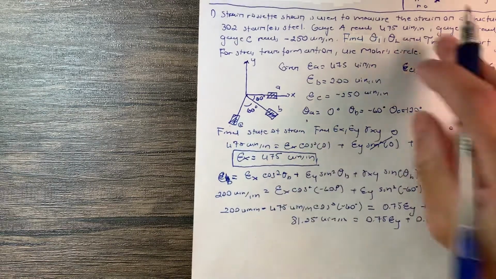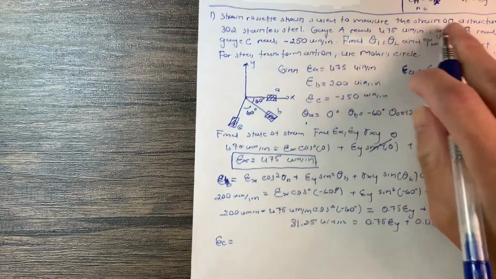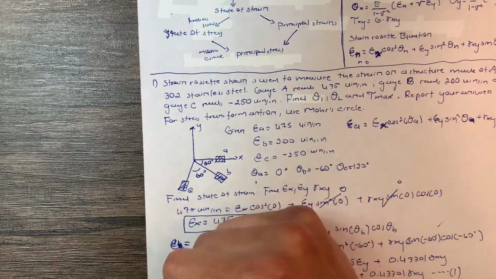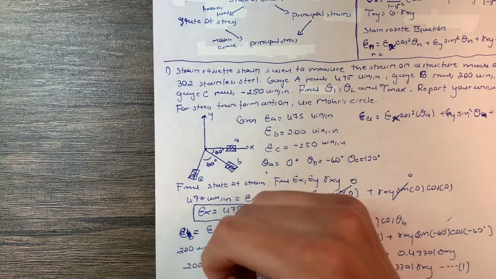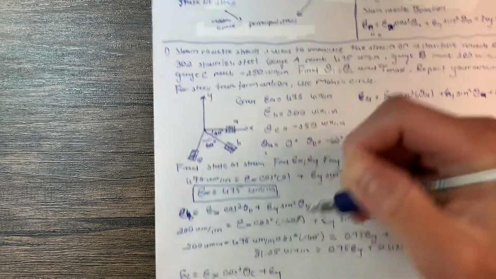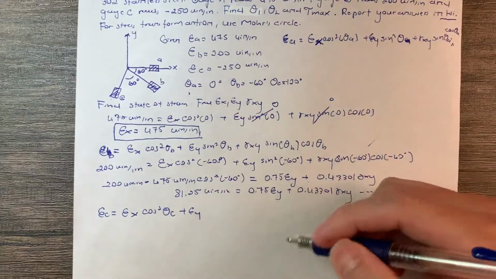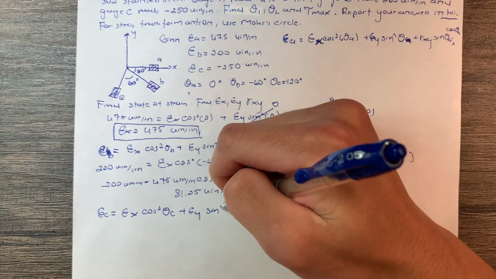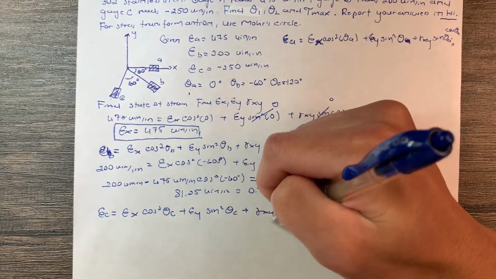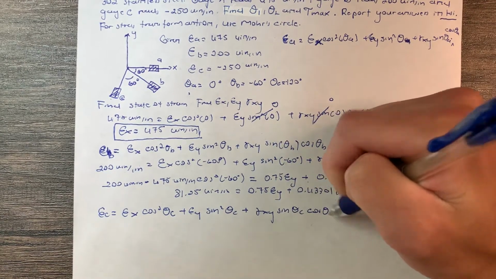And then for strain gauge C, epsilon C is equal to the same thing. You just plug in C terms for all the n right here. So epsilon x cosine squared theta C plus epsilon y sine squared theta C plus gamma xy sine theta C cosine theta C.